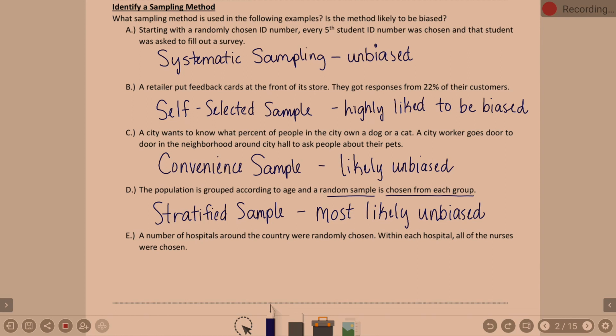This cluster, let's make sure we understand this. With cluster, by definition, it's divided into convenient clusters, and the entire clusters are chosen at random for the sample. So they are talking about dividing up by hospitals, right? And they pick the entire cluster of nurses in this case. So cluster sampling.